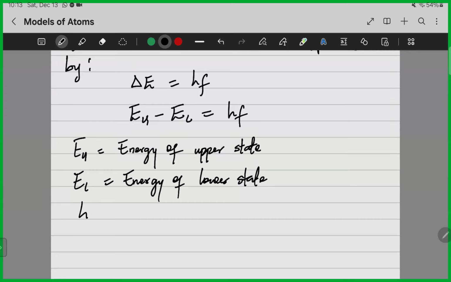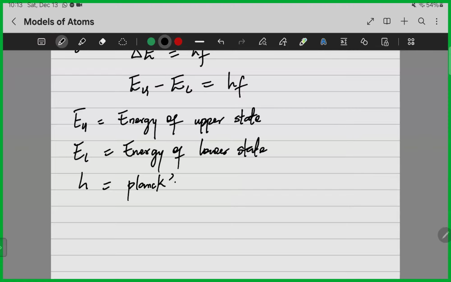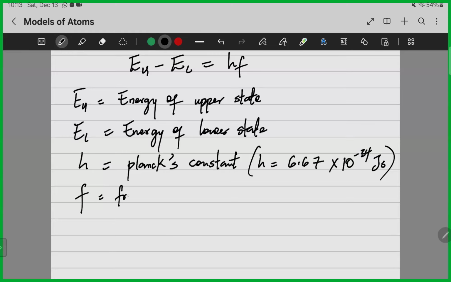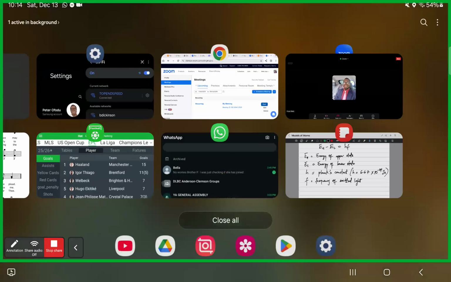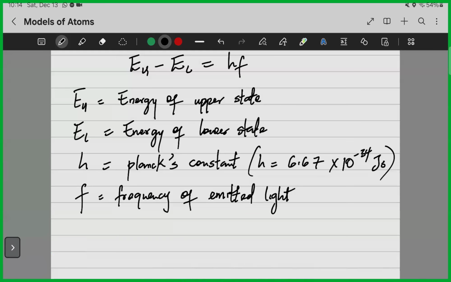And in this case, h is something called Planck's constant, and is given by 6.67 times 10 raised to minus 34 joule seconds, while f is the frequency of emitted light.